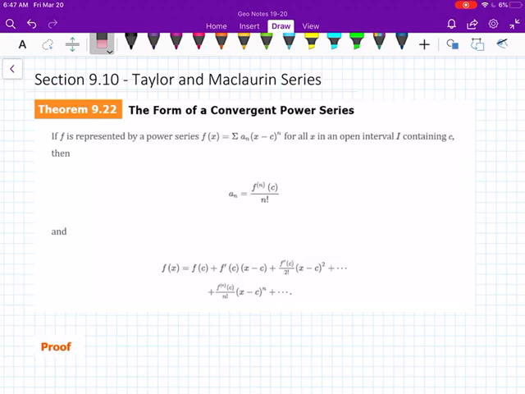It says if f is represented by a power series, f of x equals the sum of a sub n times x minus c to the n for all x in an open interval I containing c, then my coefficient a sub n is equal to the nth derivative of f at c divided by n factorial, and then we can write out our series of the form f of x equals f of c plus f prime of c times x minus c plus the second derivative of f at c divided by 2 factorial times x minus c squared, and so on and so forth, and it's an infinite series.